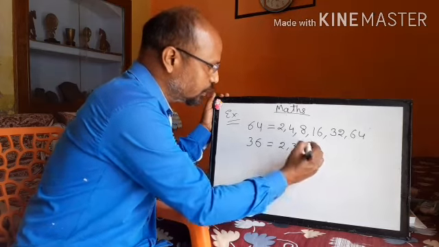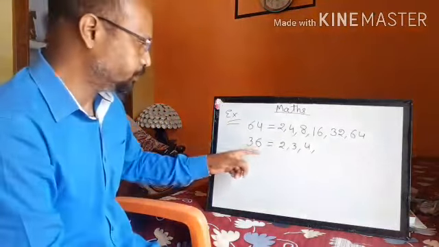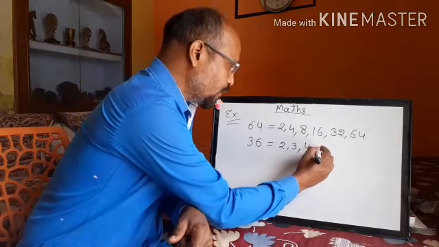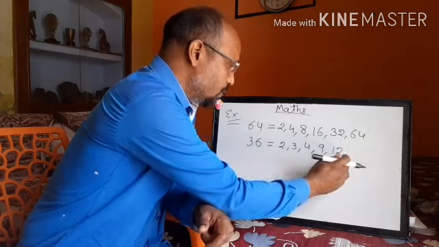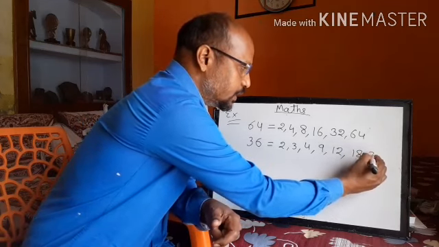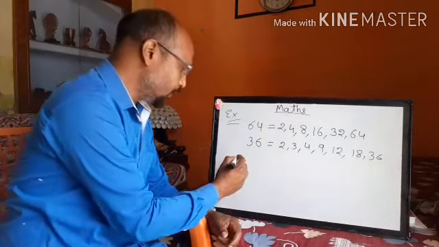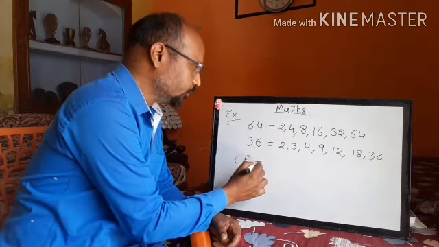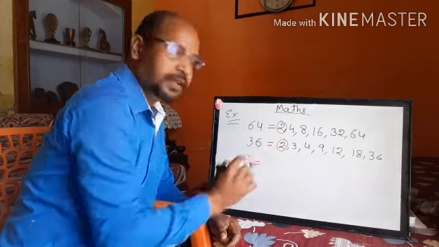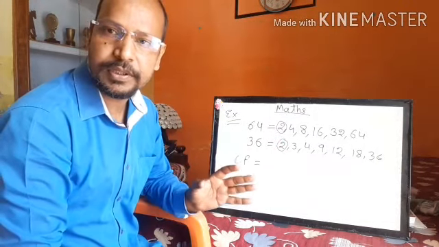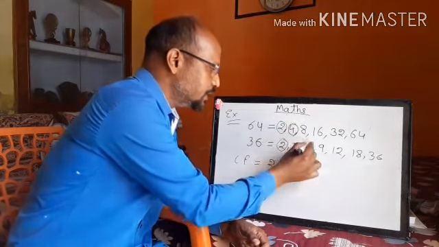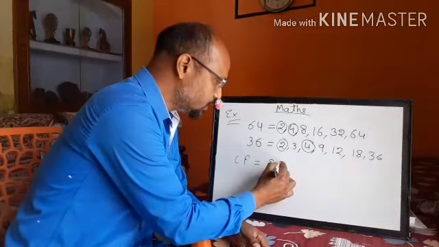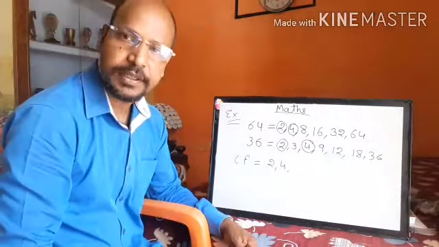3, 4, 9, 12, 18 and 36 itself. So the common factors are, you can see 2 is common in both numbers. Then after that you can see there is 4. So 4 is also a common factor of 64 and 36.